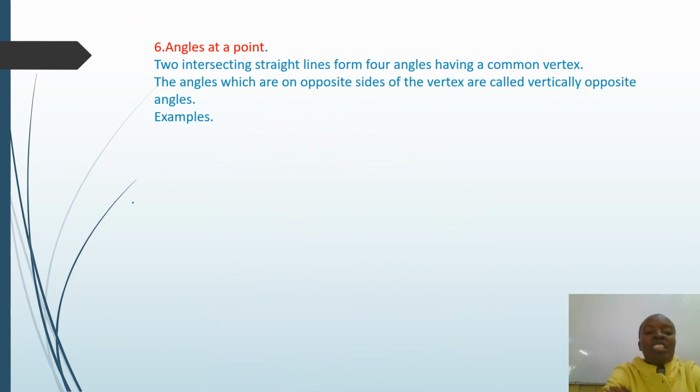Okay, let us look at angles at a point. Angles at a point are formed by two intersecting straight lines having a common vertex. The angles which are on opposite sides of the vertex are called vertically opposite angles. Let us look at an example.